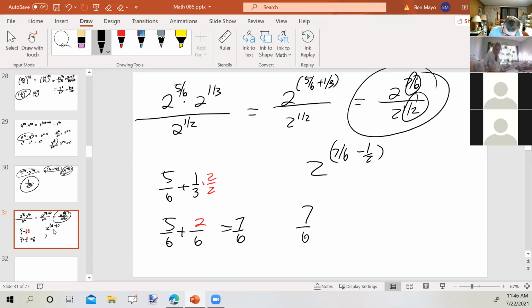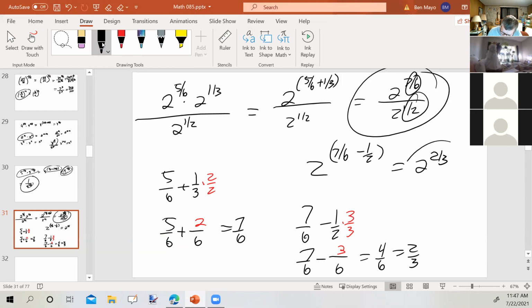Well, let's see. 7/6 minus 1/2 is going to be 7/6 minus, I'm going to have to multiply by 3/3. So 1/2 becomes 3/6. And now we've got 7/6 minus 3/6, which is 4/6. But that reduces down to 2/3. So we've got 2 to the 2/3 power.